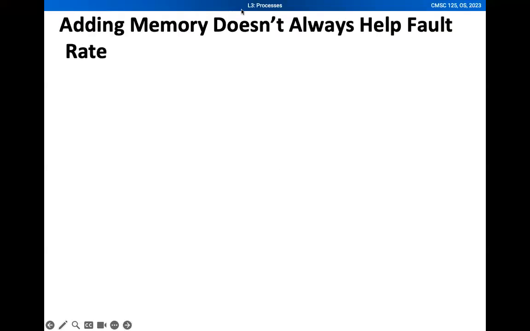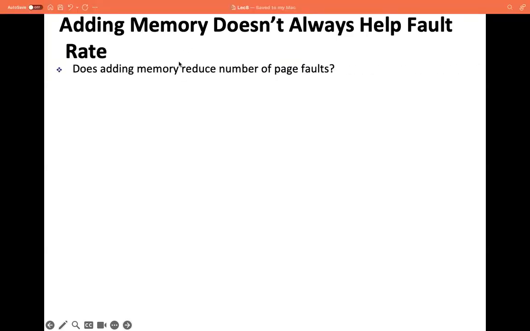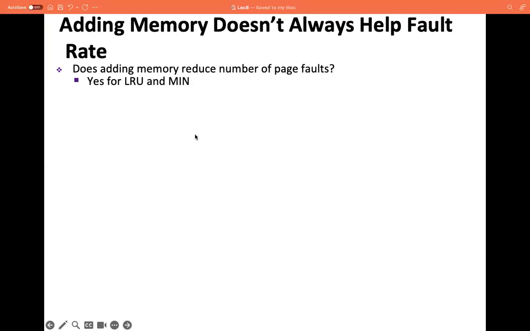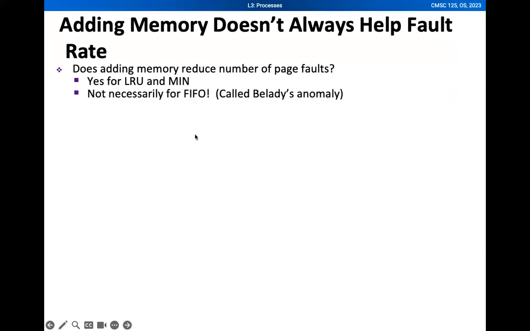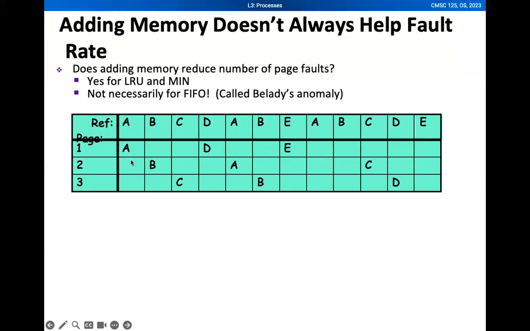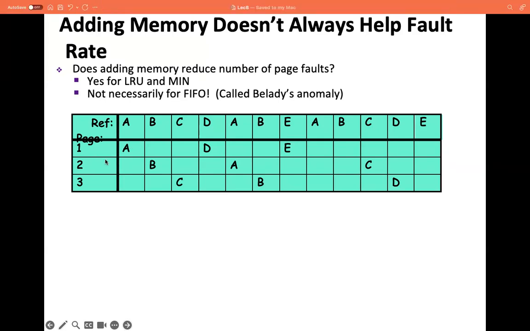Okay. And next is that adding memory doesn't always help the fault rate. So do you think that if we add more memory, it will also reduce the number of page faults? So it could be for the least recently used and the min or the optimal, but not necessarily for the first in, first out. So it is called as the Belady's anomaly. So let us look at here. So initially we have three page frames, and then we have 5 virtual pages, A, B, C, D, and then E.